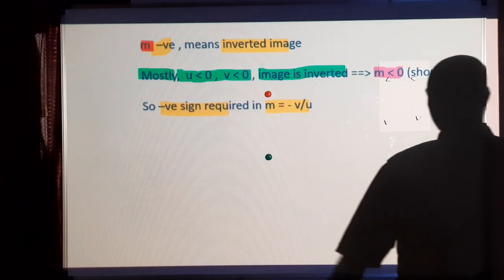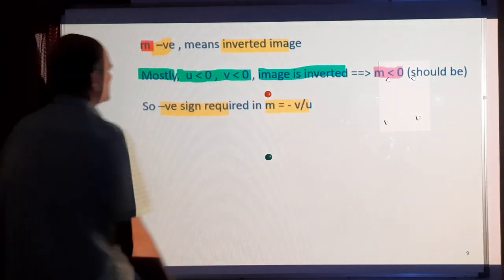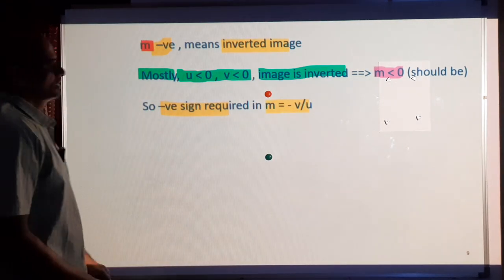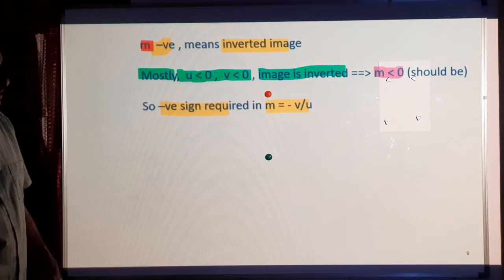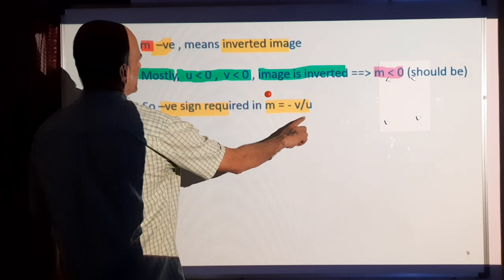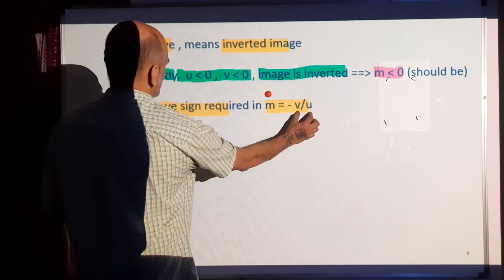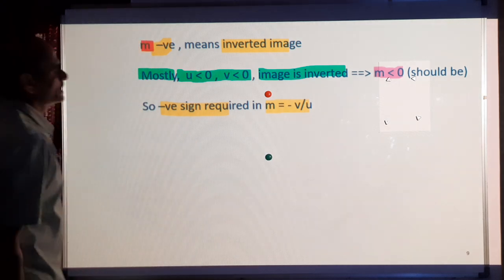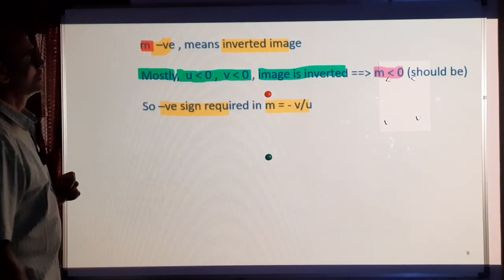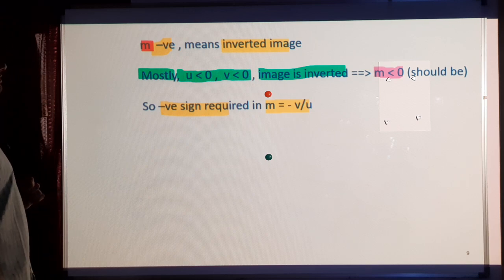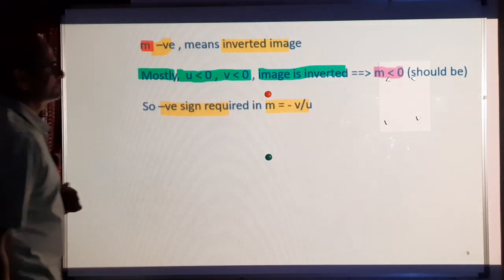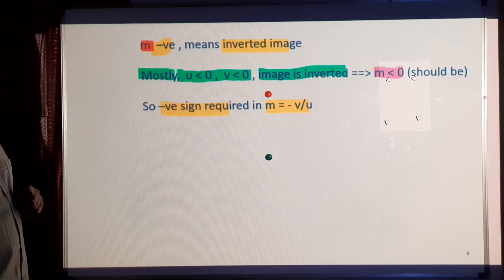And for the magnification formula, for most of the cases, the image is on the left side, v is negative, and the image is inverted. That means I should get the magnification negative. And since v and u are negative, they will cancel each other and give a positive quantity. So this negative sign is required to get the correct formula. So since for most of the cases, u and v are negative, this is a positive quantity, and this minus sign conveys the information that the image is inverted.